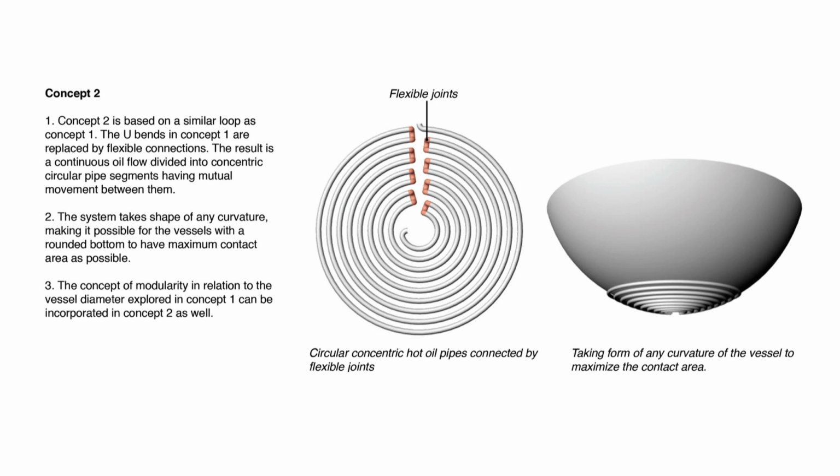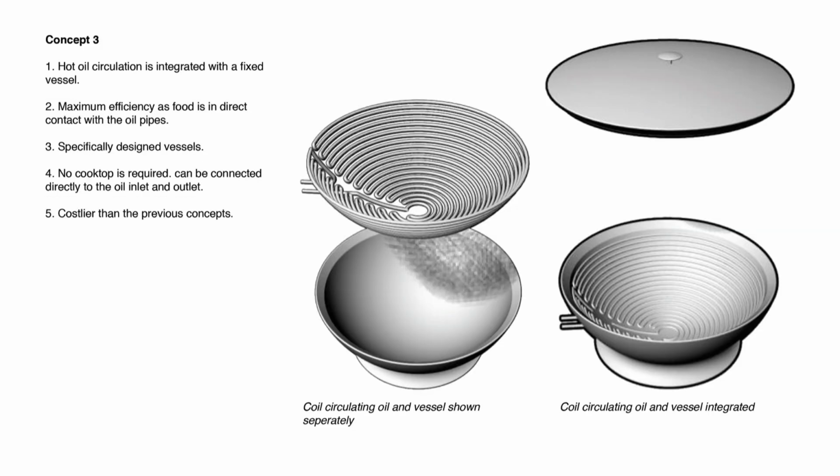So this is the main consideration: to increase the contact area between the coil and the vessel. Then this is another concept where you design vessels specifically built for this system. This is a copper coil integrated with the vessel. You just have to plug it into the copper tubing system in your kitchen, like you plug your stove into the LPG connection line. Each has its own pros and cons.